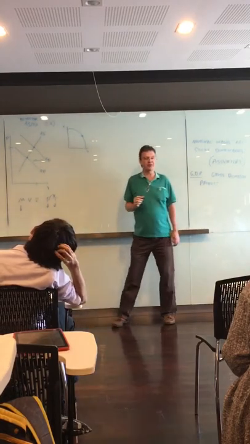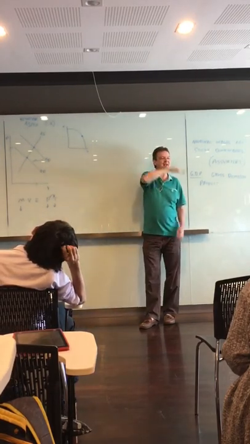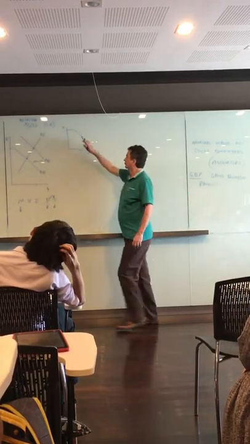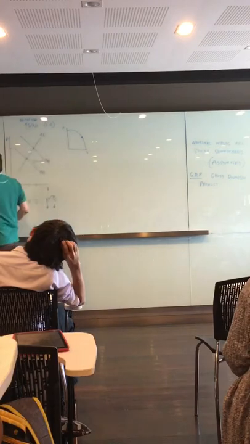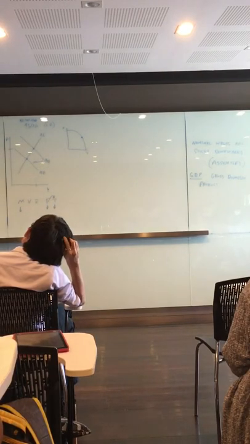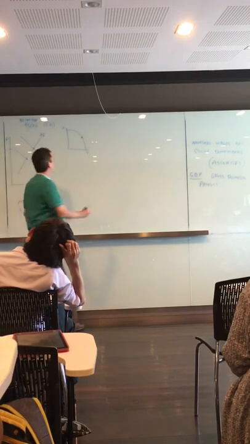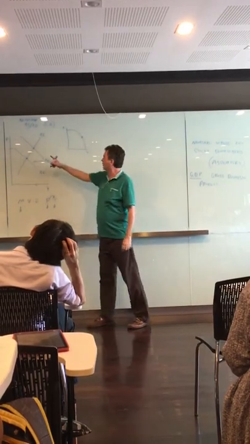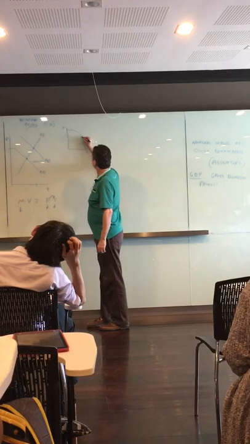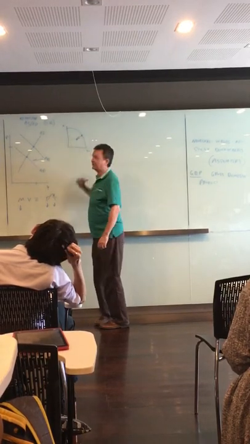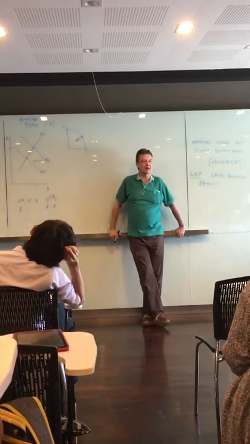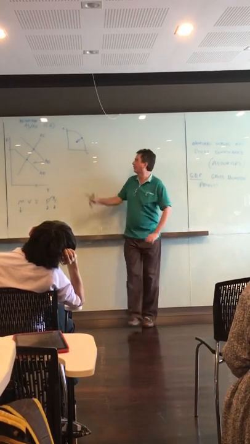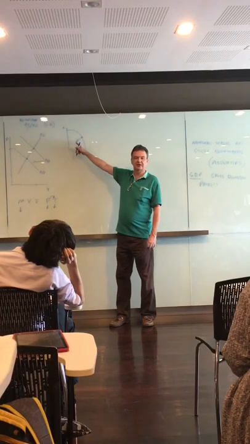Our production possibility frontier, way back at the beginning of the semester. Any point along here is a point along the production possibility frontier. But if we move from here to here, we have moved inwards on the production possibility frontier. A change in a nominal variable can move us into here.